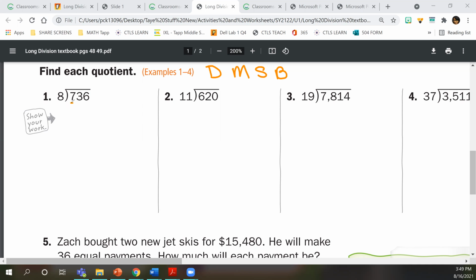So I'm going to look at this first number, and that's a 7. Can I pull a group of 8 out of a 7? No, so let's look at this. How about 73? Can I pull some groups of 8 out of 73? Yeah, I can. So this is where we're dividing. 73 divided by 8. So how many 8s, without going over, will go into 73? Yes. 9. Very good. So I want you guys to write 9 up there, over the 3.